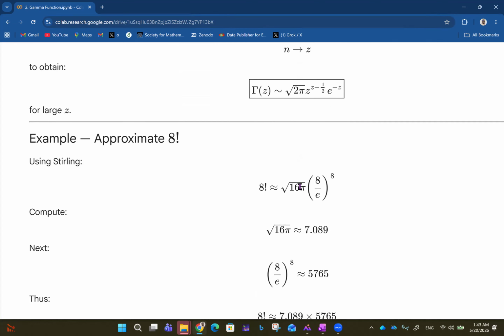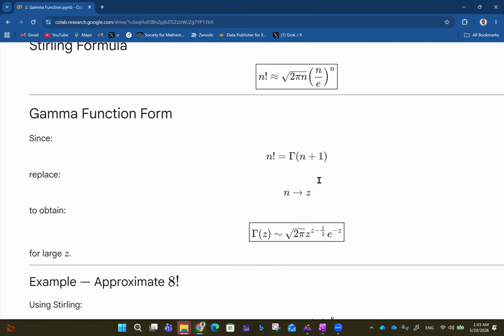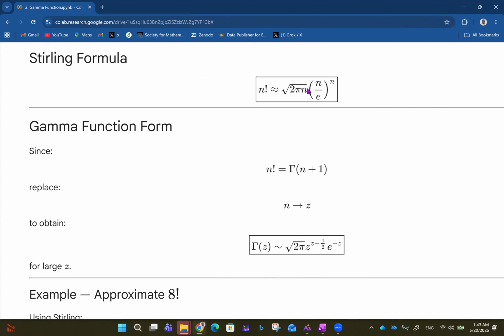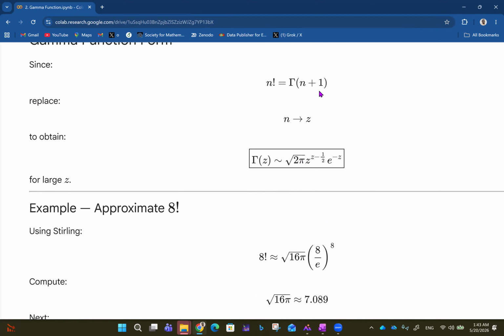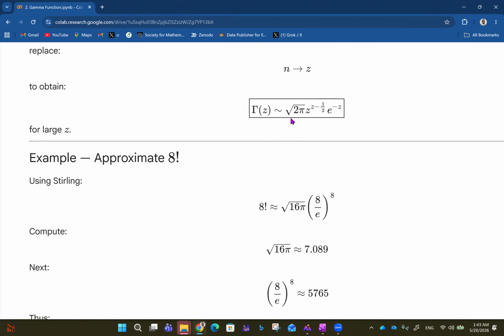that's square root of 2 pi, then you have z raised to power. I think we're using this general one now. n now is 8, right? Then 8 over e raised to power 8. So if you compute that, square root of 16 pi is approximately 7.089.